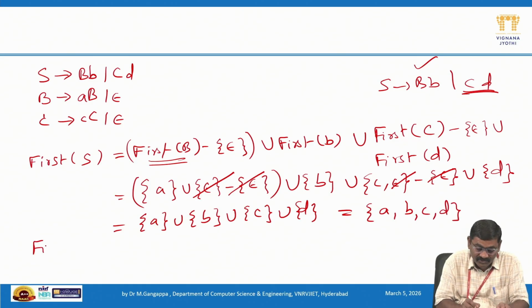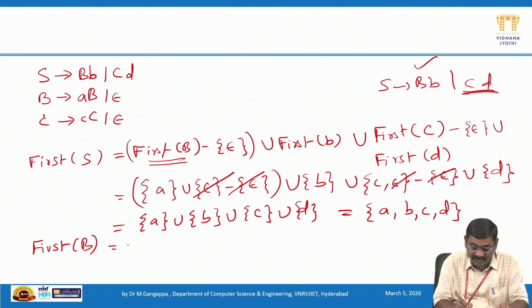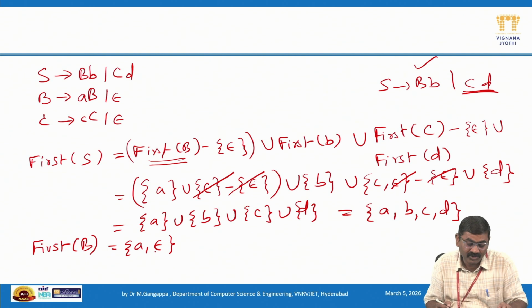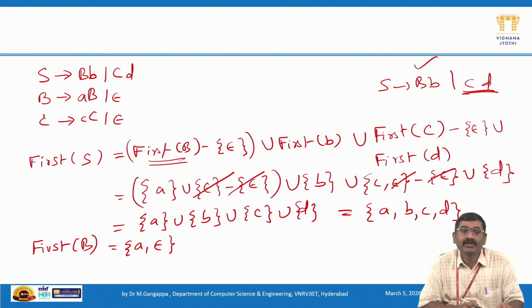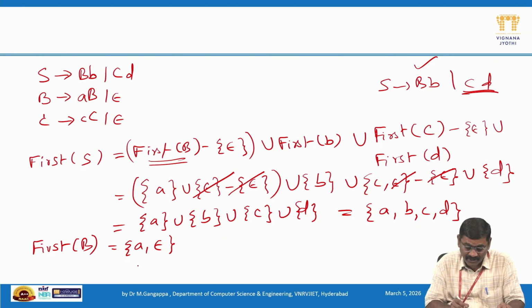Similarly, it is quite easy to compute first of B. First of B is a, epsilon, because for the B production, the alternatives are B gives aB, this is the first alternative, and B gives epsilon, this is the second alternative. In the first alternative, the first terminal symbol is small a, therefore the answer is a. In the second alternative, the production is epsilon, therefore the answer is epsilon. Like this, we can find the first for B as well.